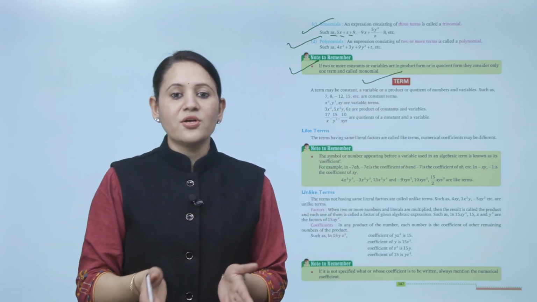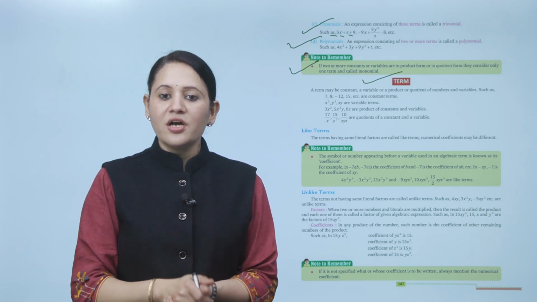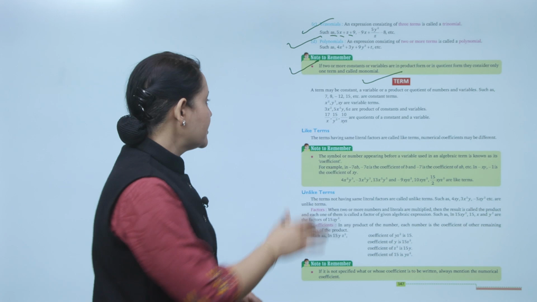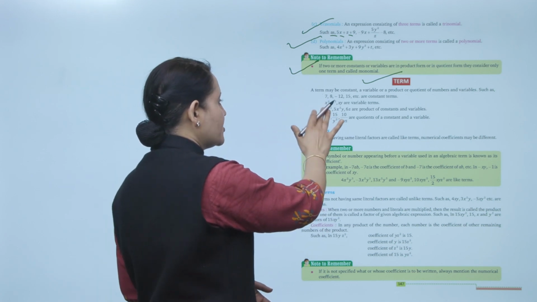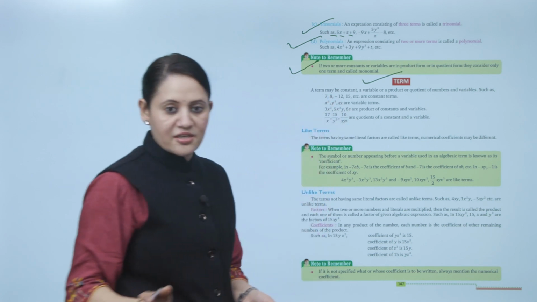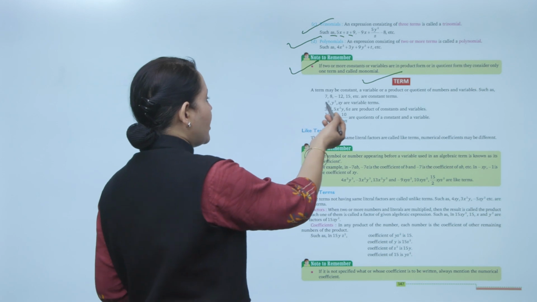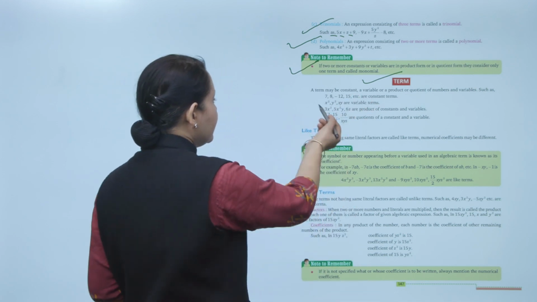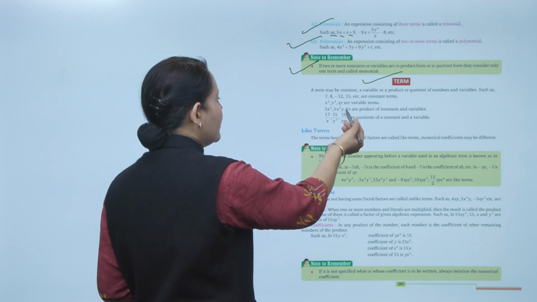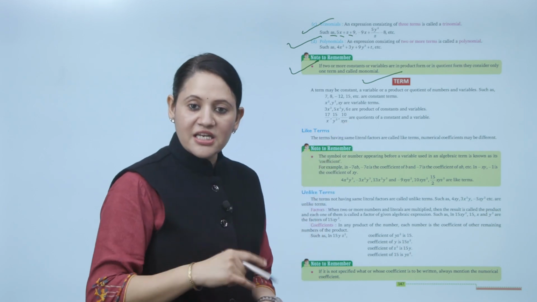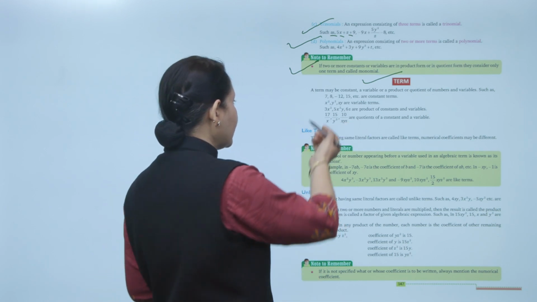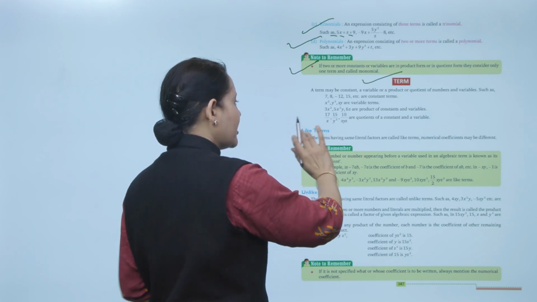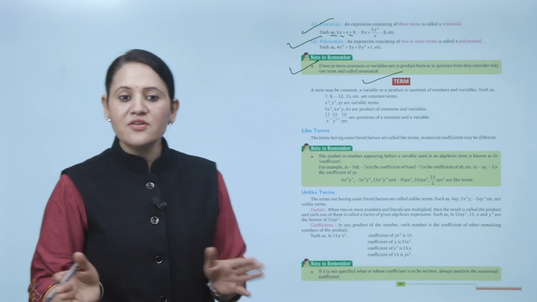Next is terms. A term may be a constant or a variable or the product or quotient of a number and variables, such as 7, 8, minus 12, minus 15, etc. are the constant terms. Clear? x square, y cube, xy, these are the variable terms. 3x square, 5x square y, 6z are the product of constant and variable because both are there. 17 upon x, 15 upon y square, 10 upon xyz are the quotient of the constant and variable.